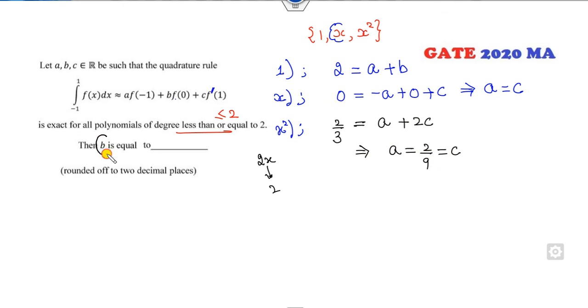Then your target is to find the value of b. So what is my b? 2 minus a. So 18 minus 2, 16 over 9 is the right answer of this problem. You can write up to the 2 decimal places.